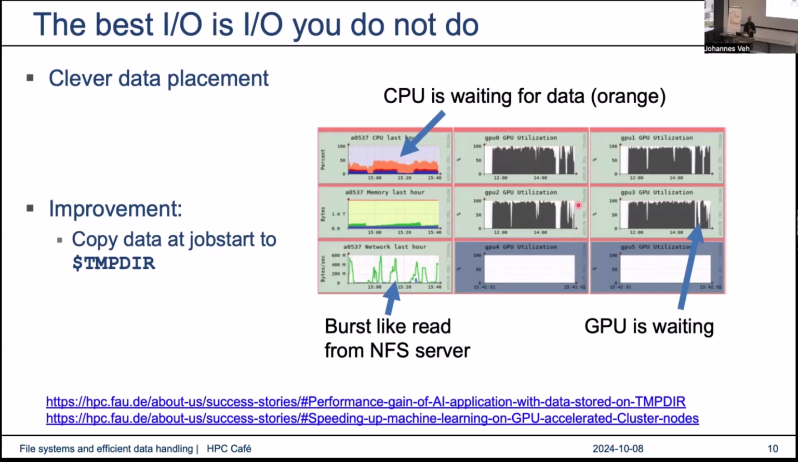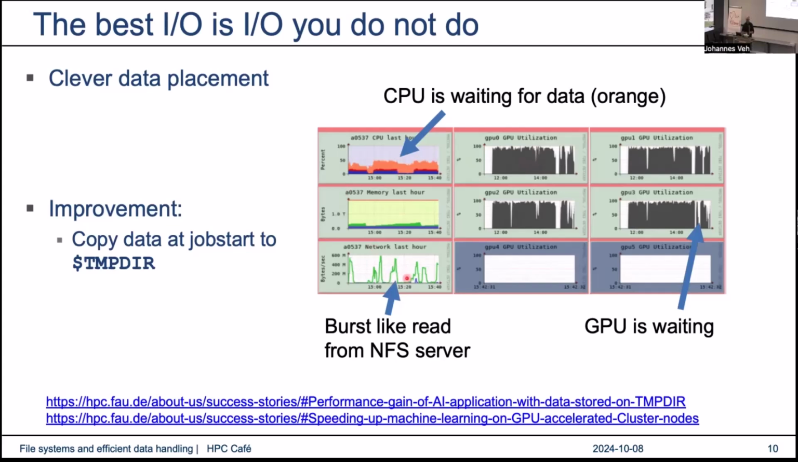To the right, we have 4 GPUs which are associated with this job. And the grayish or dark part is where this GPU is working, and every white blank is where this GPU is not working. And if you look closely at the timestamps, you can see that whenever the CPU is waiting for data, the GPU stops working.